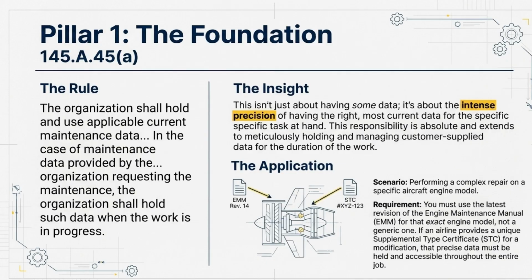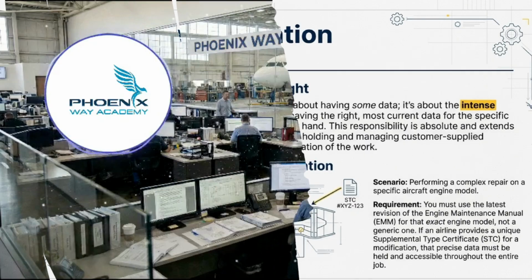Yeah, and to really hammer home that precision, imagine you're working on, let's say, a complex repair for a very specific model of aircraft engine. This clause means your organization absolutely must have the latest revision of the engine maintenance manual, the EMM, specifically for that exact engine model, not just a generic engine manual that looks similar. And like you said, if an airline gives you a unique STC, a supplemental type certificate, maybe for a repair scheme or a modification, that precise, unique data has to be right there, accessible throughout the entire repair job. It's all about that granularity, isn't it?